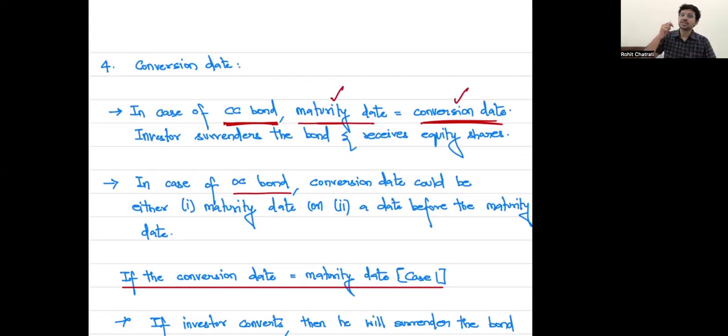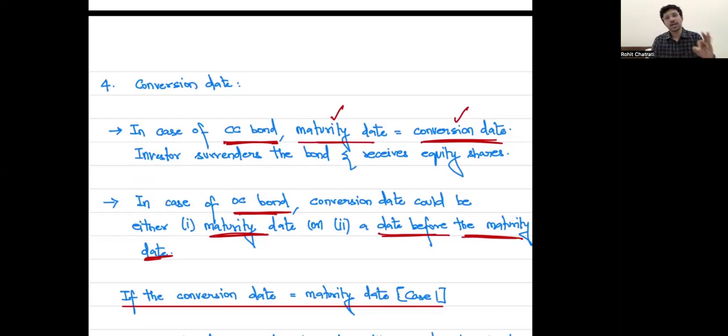What is going to happen is the investor is going to give his bond and receive 20 equity shares. In our example, we're actually going to receive 20 equity shares for every bond. In case of optionally convertible bond, conversion date can either be on the maturity date or it can be any date before the maturity date itself.